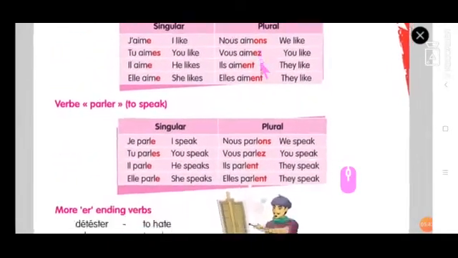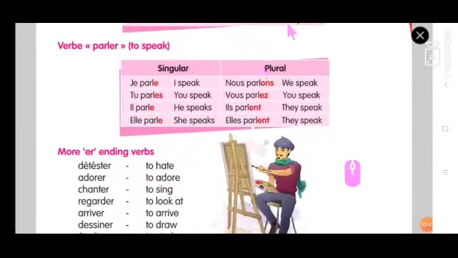Let's go to the second verb. Parler. The meaning of this verb is to speak. The same rules. First we have to cut out the ER and write the radical for all the subjects. Second we have to add E, ES, E, E, ONS, EZ, ENT.